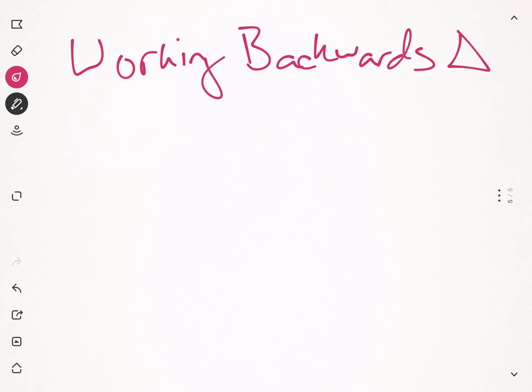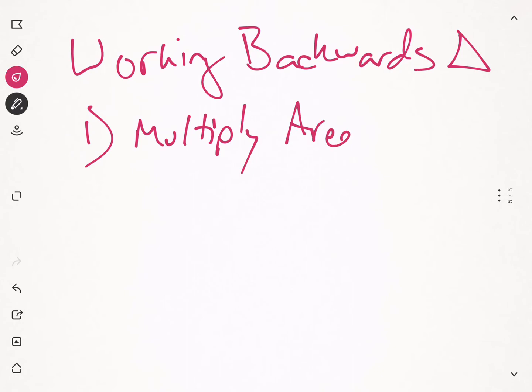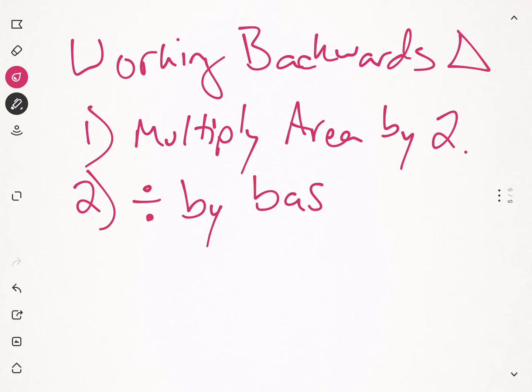In a triangle, let's give some steps here. You're going to multiply the area by 2, and then you are going to divide by the base, and that will give you the height. Or you can divide by the height, that will give you the base. But it's key to first you have to multiply the area by 2. Let's see why this is.